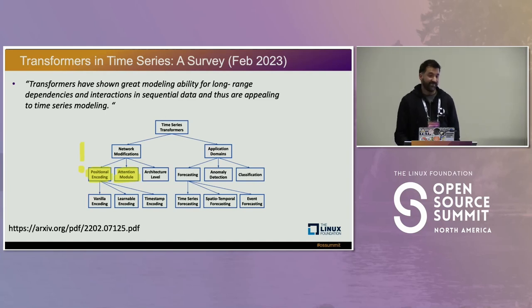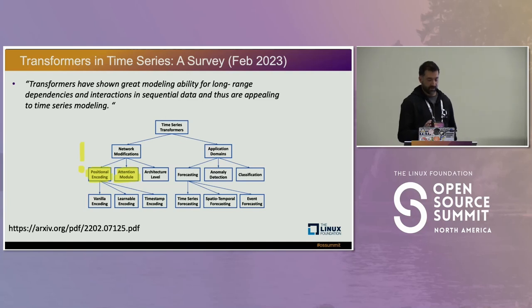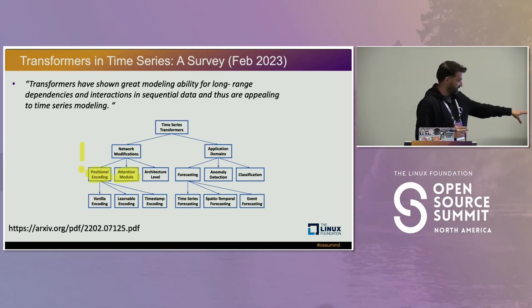What is the work that has been done with transformers then? There is a paper from 2023, a survey, and they say that if you would like to use transformers for time series, you need to be aware of basically two main things. We need to make network modifications in the architecture, focusing on the positional encoding, which is how we represent the data in the input, and on the attention module, which is basically to reduce this time complexity to make it work. And of course, it depends on the application, which could be forecasting, anomaly detection, or classification, but the main modifications that you will find for transformers are positional encoding and the attention module.